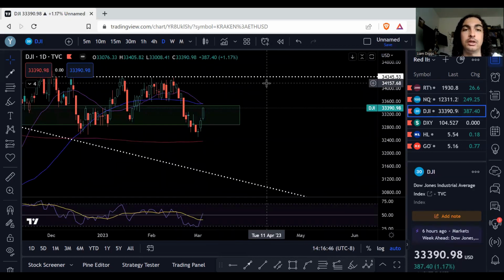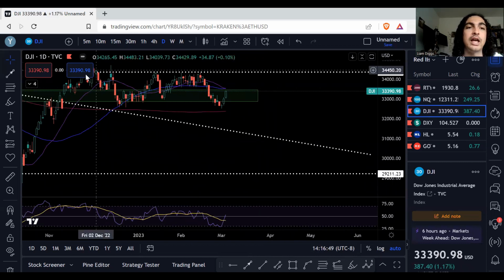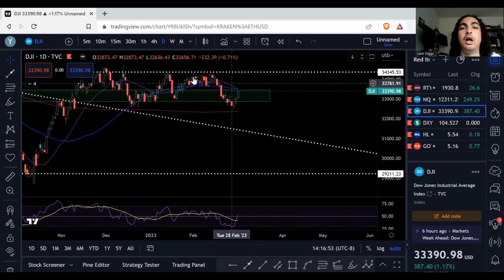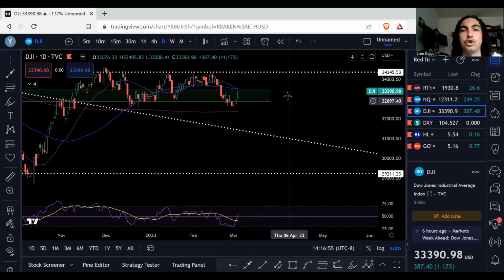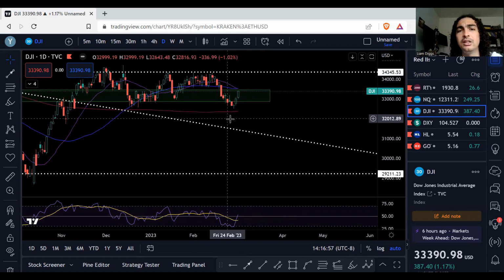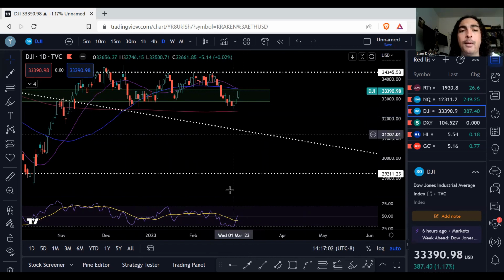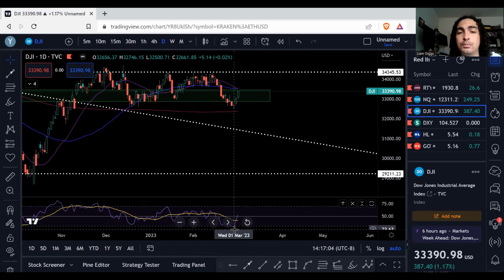Jumping over to the Dow Jones. Dow Jones has been moving sideways for quite a while now. Broke out the bottom of our green supply area, kind of caught a little bit of support on the 200-day moving average. We didn't quite wick it, but as you can see on the RSI, there was pretty much flat selling pressure at that point.